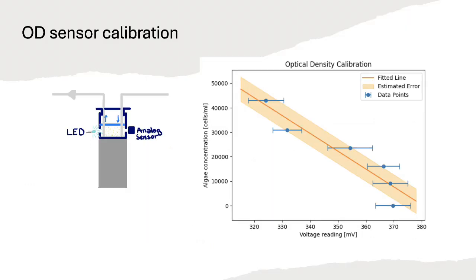In order to calibrate the OD sensor, different cell dilutions were made in the lab. These dilutions were plotted against the obtained voltage reading by the analog sensor. Each measurement was repeated 3 times to achieve a statistical accuracy. The trend line obtained is used to measure the cell concentration by the OD sensor.